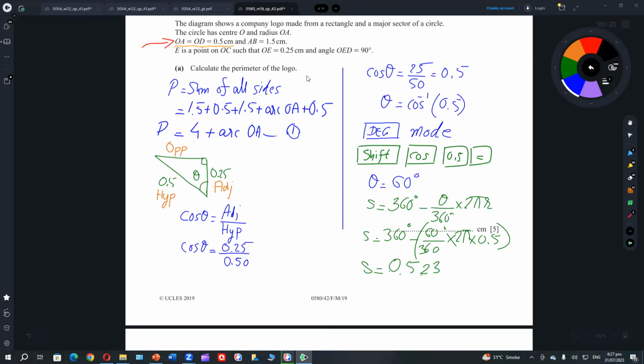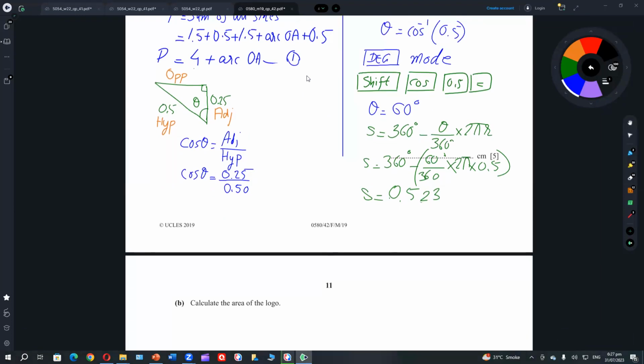Now look at equation number 1 where we stopped. Look at equation number 1. What was equation number 1?